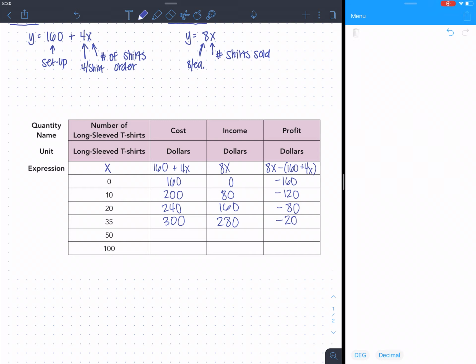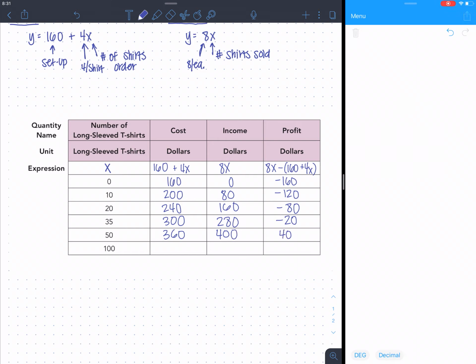All right, let's do 50 shirts. 160 plus 4 times 50. Then we have 8 times 50 for my income. And then my profit is going to be 400 minus my cost, which was 360. Oh, and now we have a profit. So my cost was 360, my income is 400, and my profit is $40.